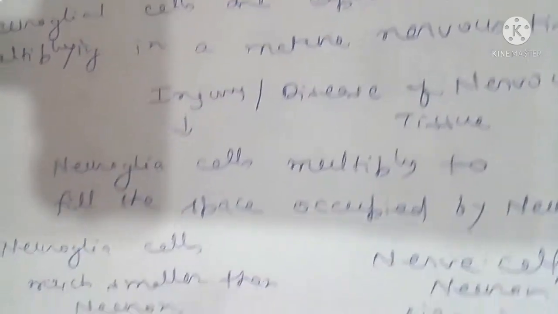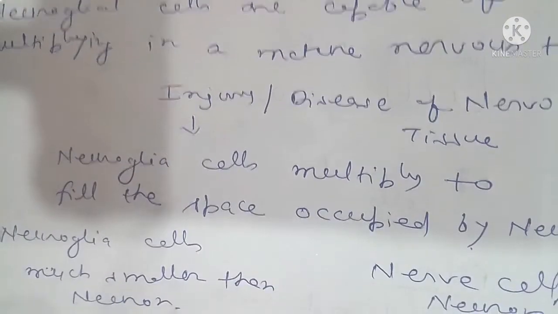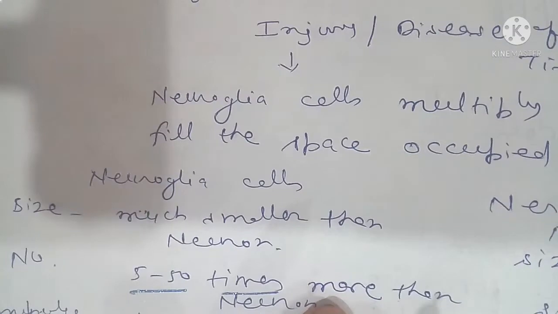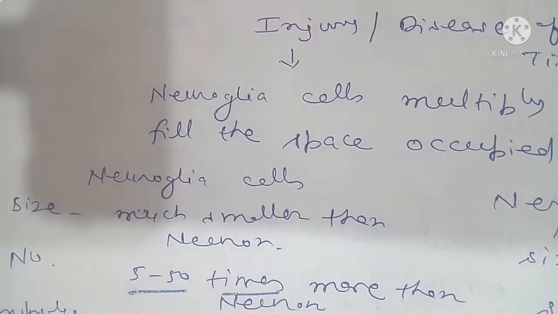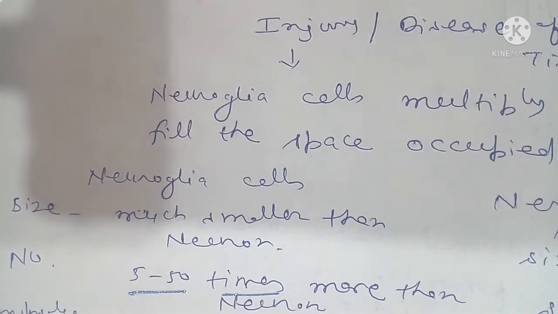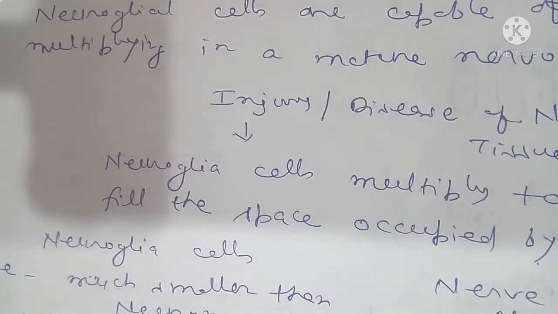What is the difference between the neuroglia cells and the nerve cells or neurons? The first is the size, the second is the number, and the third is the impulses. The neuroglia cells are much smaller than the neurons, and their number is 5 to 50 times more than neurons. They are unable to generate the nerve impulse. These are the differences between the neuroglia cells and the nerve cells.